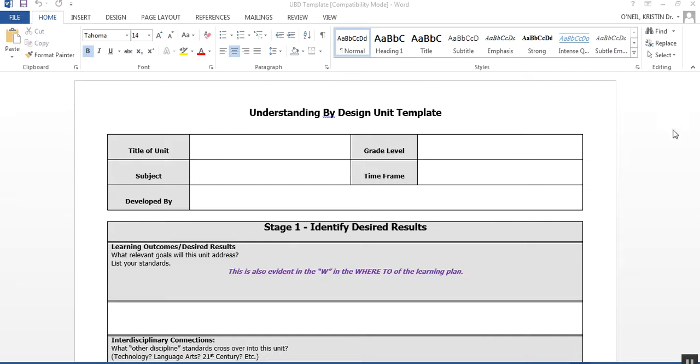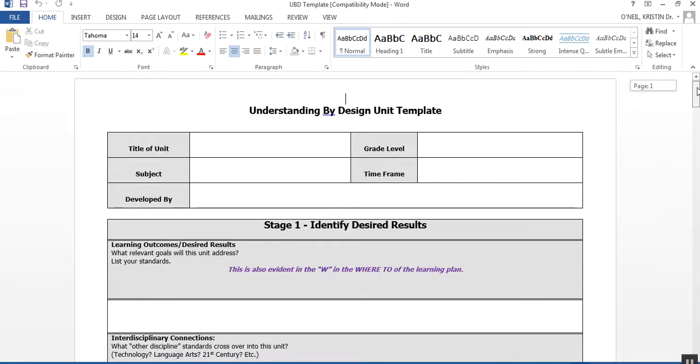This is the Understanding by Design template. So when you are in the process of developing curriculum, you're going to make a template similar to this in many school districts. Not all school districts in the state of New Jersey follow Understanding by Design. However, most school districts have parts of this template.